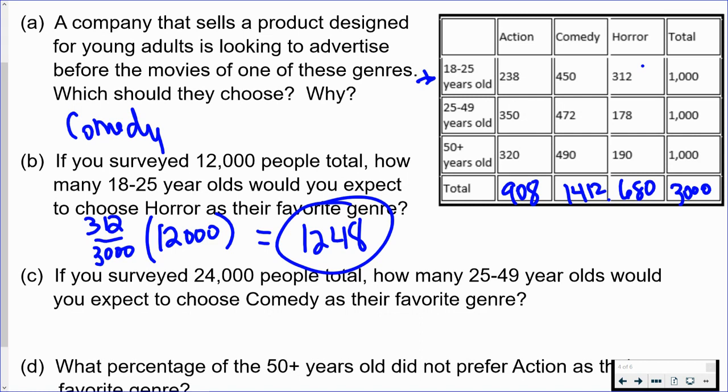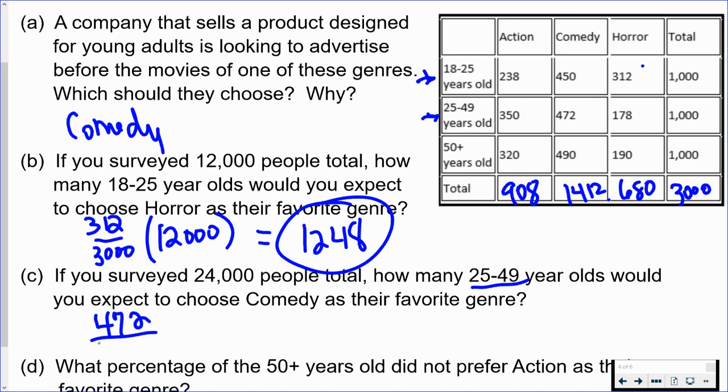Part C, if you surveyed 24,000 people total, how many 25 to 49-year-olds would you expect to choose comedy as their favorite? Okay, so let's take a look here. Now we're looking in the 25 to 49-year-olds, so that's that second row here. Comedy is 472.